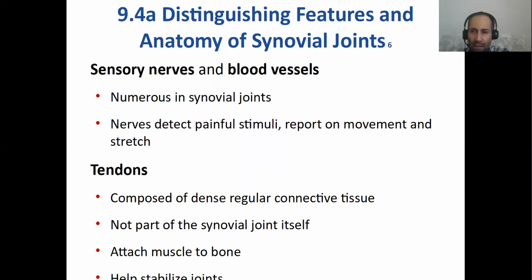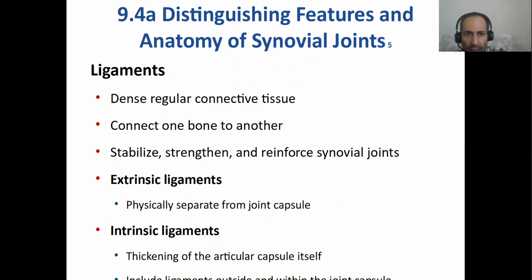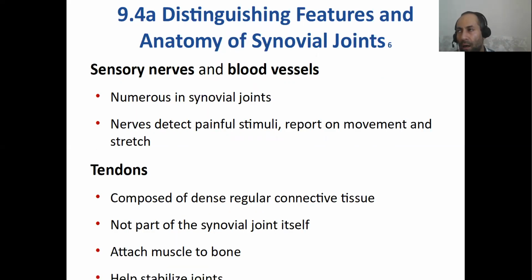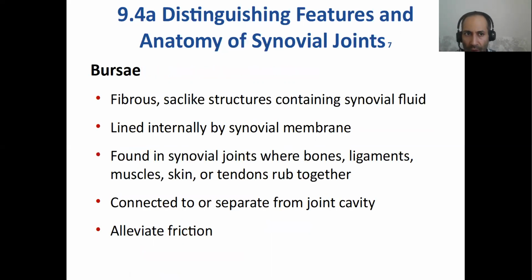So what are tendons then? Tendons versus ligaments. Ligaments are tough connective tissue types that join bone to bone. Two bones are joined together by ligaments. Tendons are tough connective tissue that join muscles to bones, skeletal muscles to bones, okay?